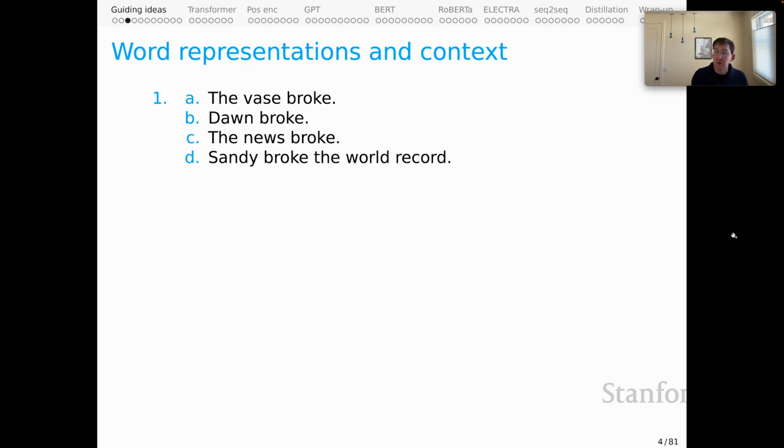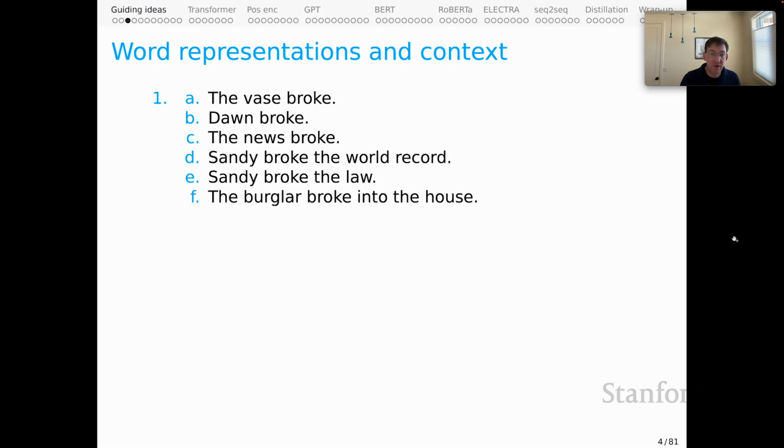For Sandy broke the record, we have our first transitive case, and now the sense of break is something like surpass the previous world record. But for Sandy broke the law, a different sense yet again. This is something like a transgression, again conditioned in this case by the direct object.